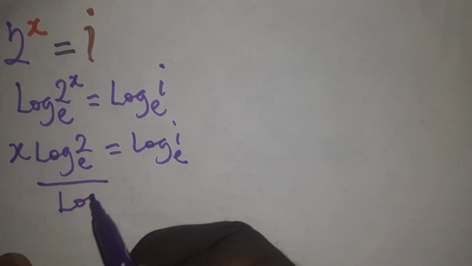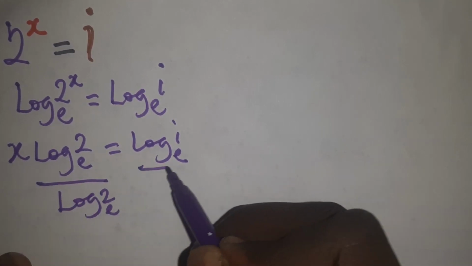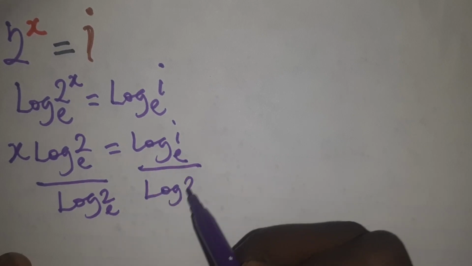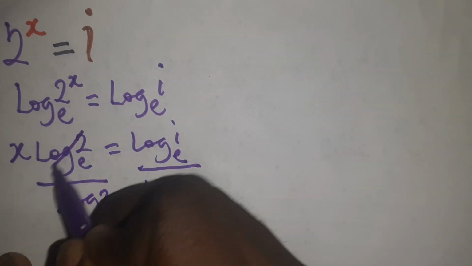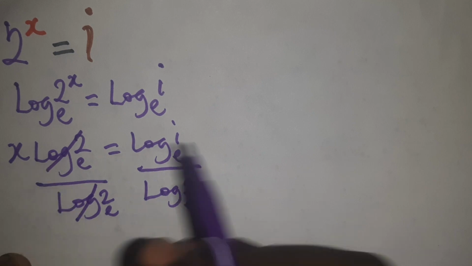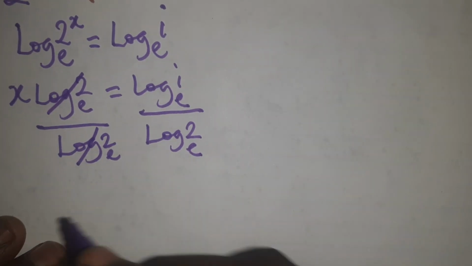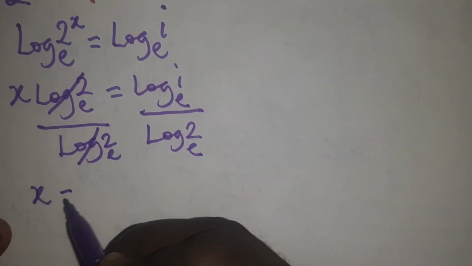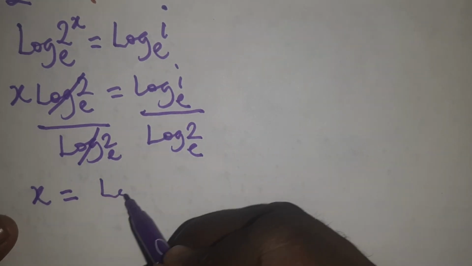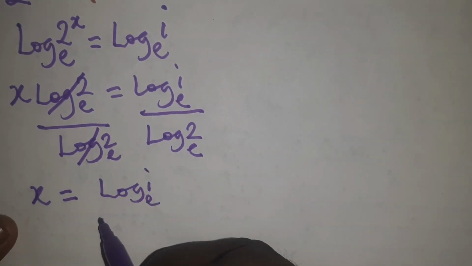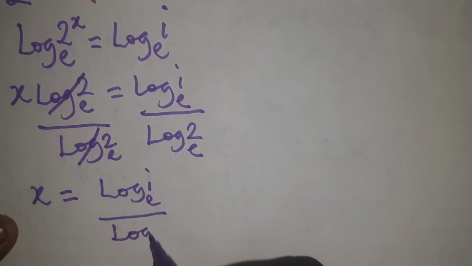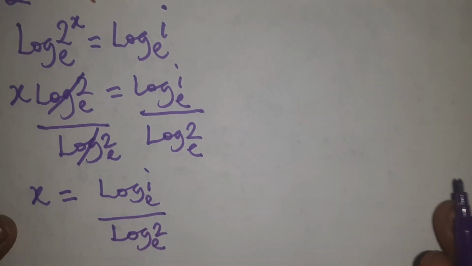We have log 2 to the base e, and here we divide by log 2 to the base e. So this cancels out this. We are left with just x now. So x now is equal to log i to the base e over log 2 to the base e.